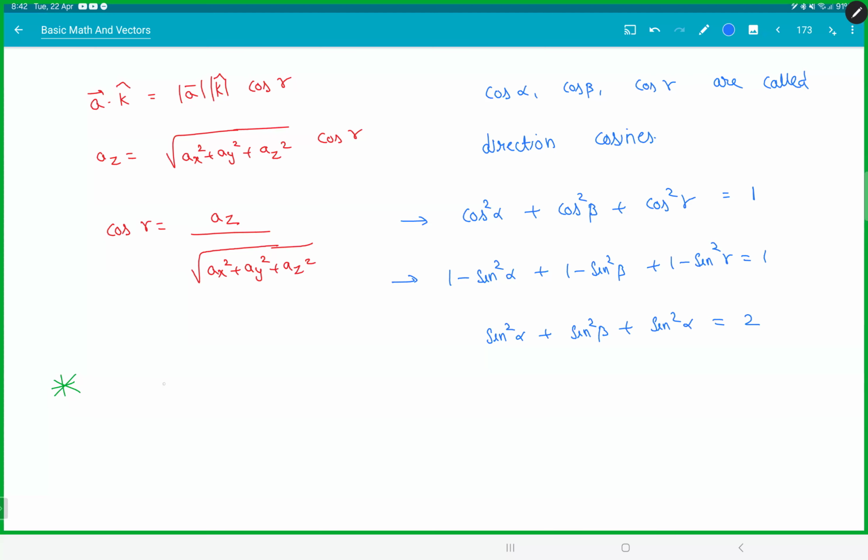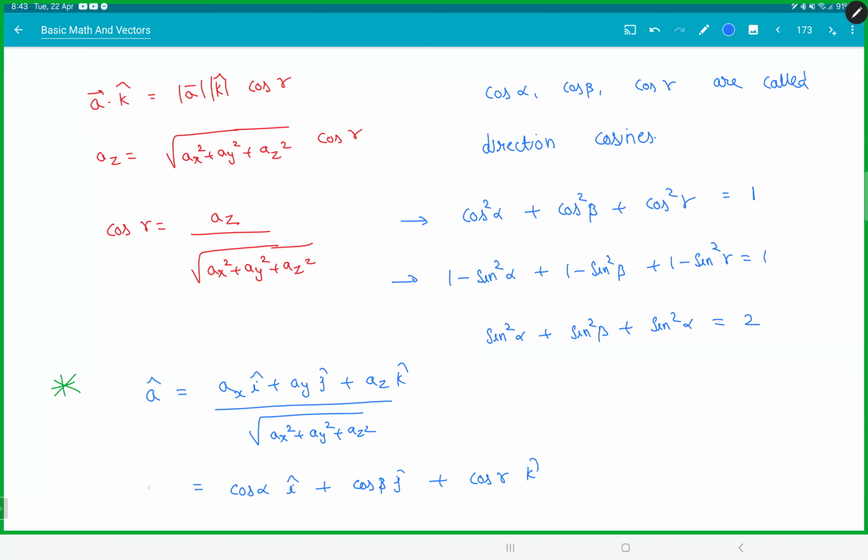So now, if I try to ask you, find a cap, what is a cap? A cap is nothing but ax i cap, ay j cap, plus az k cap by its magnitude. So if you divide each component with magnitude, you will realize this is nothing but cos alpha i cap plus cos beta j cap plus cos gamma k cap. This is the reason why we call it direction cosines. Basically, these cos functions are giving you the direction of the vector, which is a cap. Clear with this?